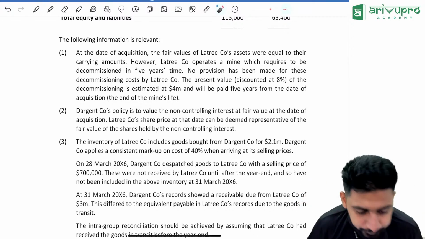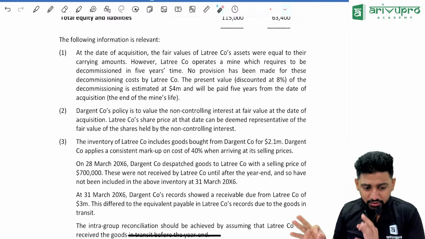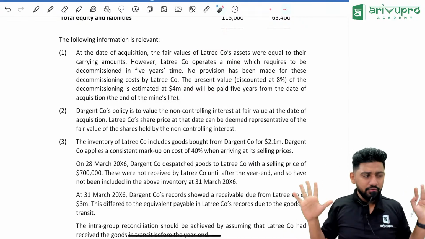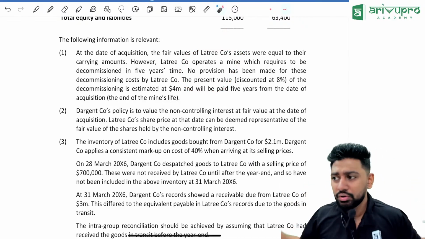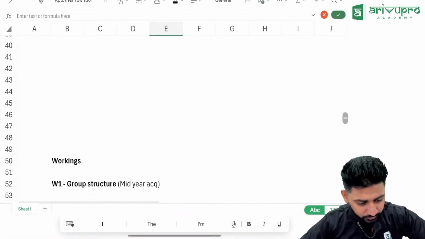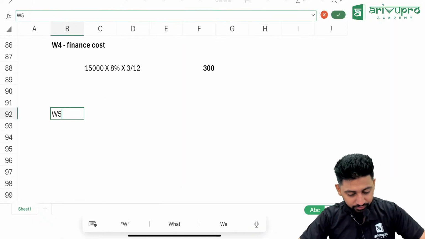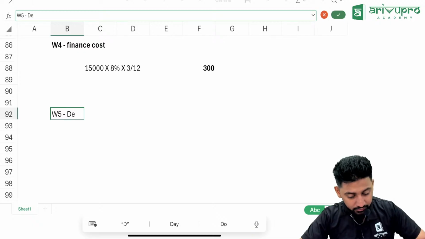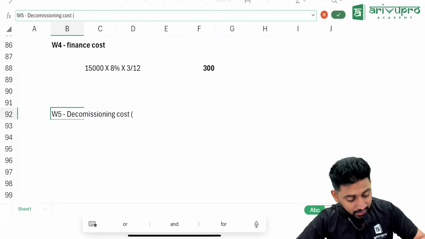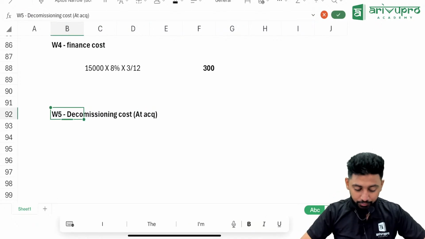Let's see. L operates a mine which requires to be decommissioned in 5 years' time. No provision has been provided. Very simple. If there is no provision that they have provided, what should you do? You have to provide. So let's go and provide. Let's come down. Working number 5. What is working number 5? Decommissioning cost. When is it happening? At acquisition, super.